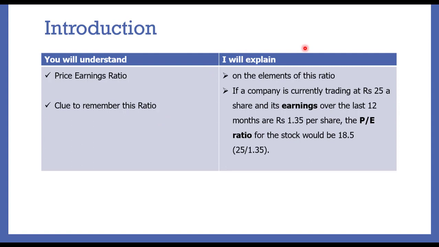Say for example, if a company is trading at rupees 25 per share, which means the market price of this share, say it can be Wipro, it can be L&T, and its earnings over the last 12 months are rupees 1.35 per share, then the P by E ratio for the stock is very simple, which is 25 divided by 1.35, which is the market price of the share divided by earnings per share. This is a very simple example from a layman point of view.